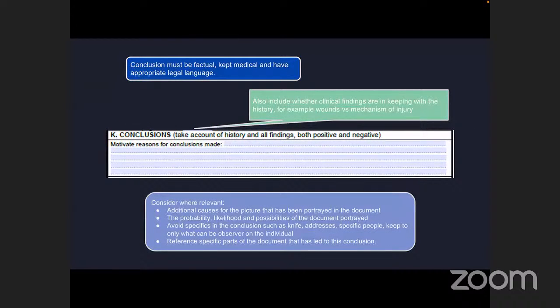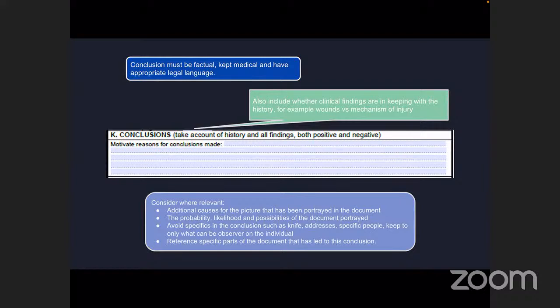Section K is for our conclusions. In this section, we motivate our reasons for the conclusions made. Our conclusion must be factual, it must be medical, and it must have appropriate legal language. We'd also include whether our clinical findings are in keeping with the history that has been given to us by the patient, for example, wounds and mechanism of injury.